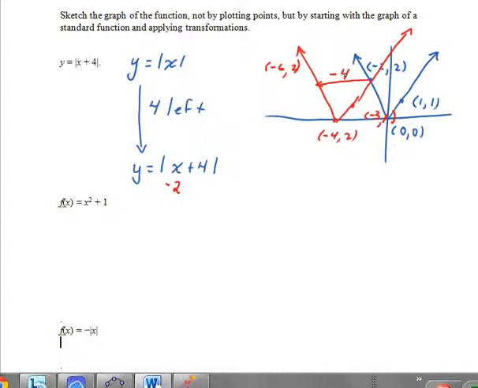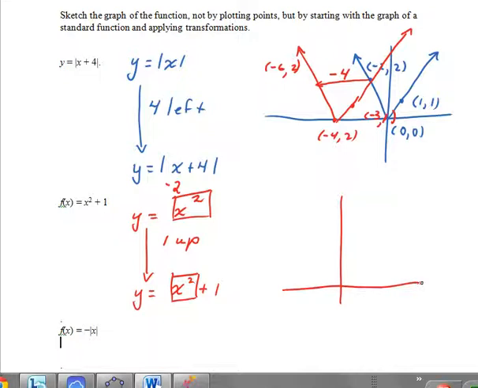In the second example, our standard function is y equals x squared. This time, the transformed function is y equals x squared plus 1. So notice that the x squared is intact. The plus 1 is added on the outside, which means we're going to go 1 up with our standard graph.